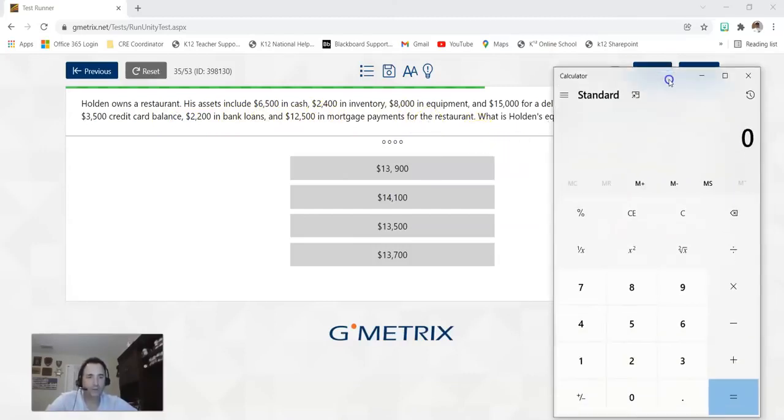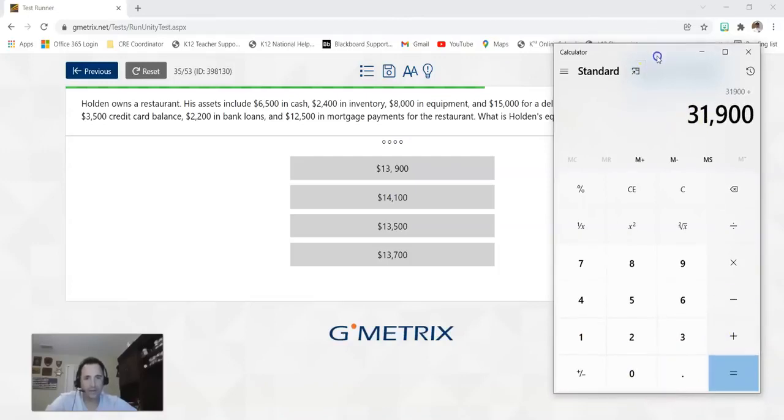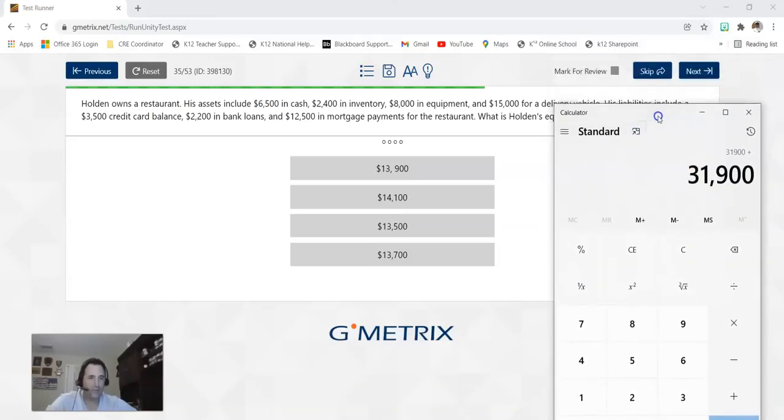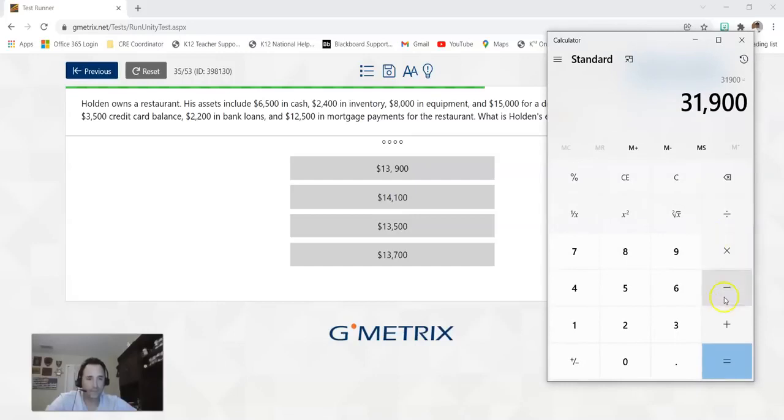So, two-part, we must add up his assets. So we have $6,500 in cash, $2,400 in inventory, $8,000 in equipment, and $15,000 in a delivery vehicle. So his equity or his assets are $31,900. His liabilities is $3,500 that we must subtract.